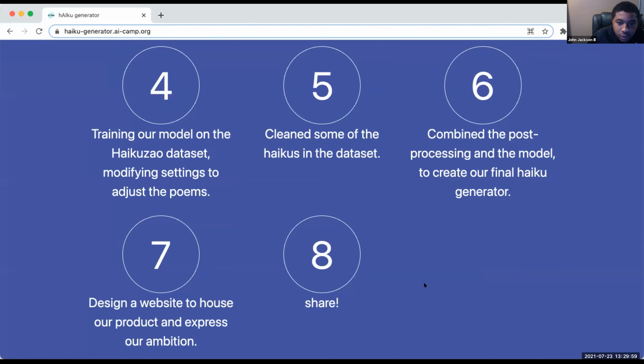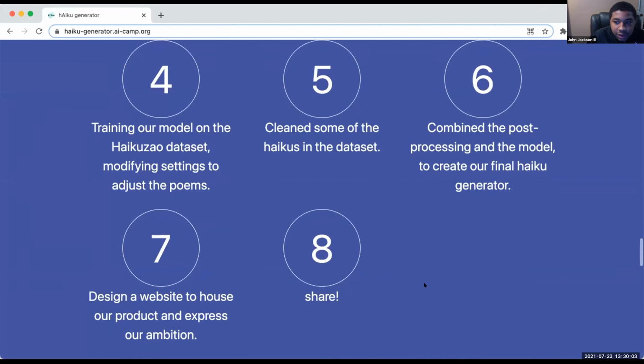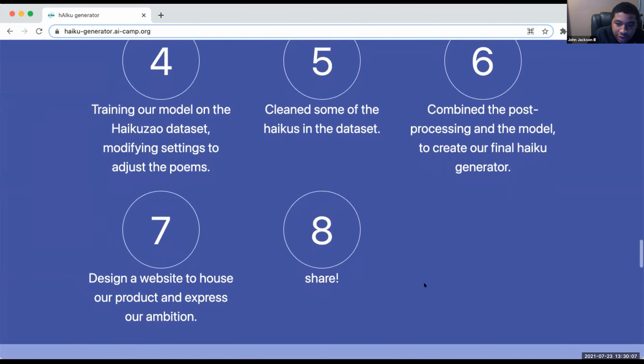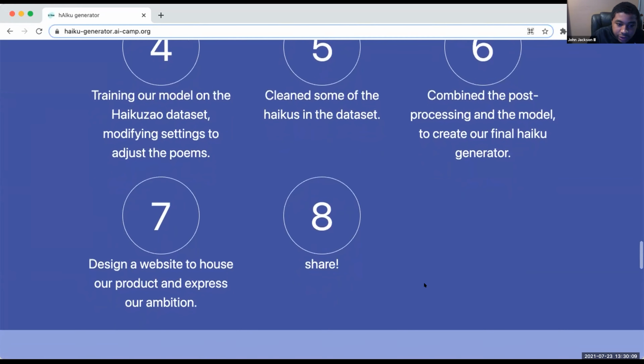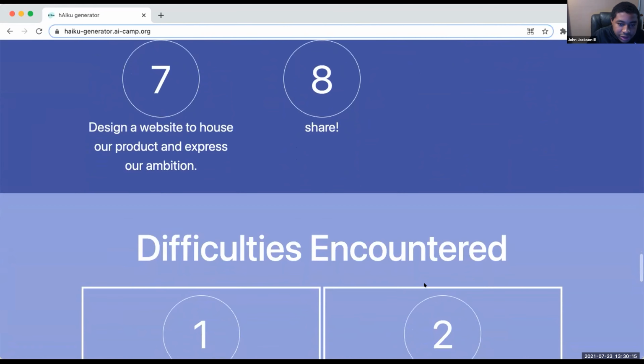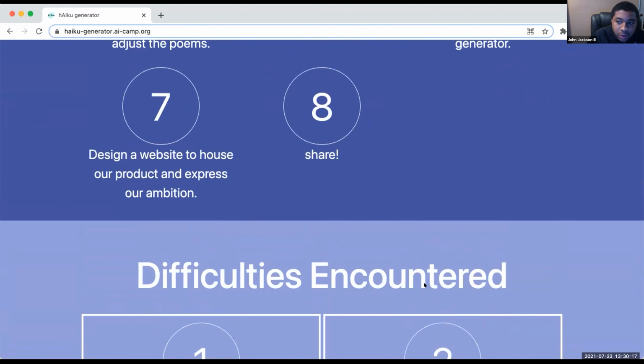The fifth step was to clean the haikus in the dataset, as some of them were inappropriate. Our sixth step was to combine the post-processing and the model to create our final haiku generator. Our seventh step was to design a website to house our product and express our ambition. And the last step was to share.